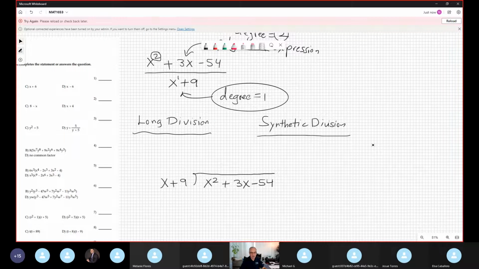Now I need to find one expression that multiplied by this expression is obvious, in this case it is x. Because x times x, I multiply like that, is x squared. And x times 9 is 9x. I put it here. Okay, now subtracting.